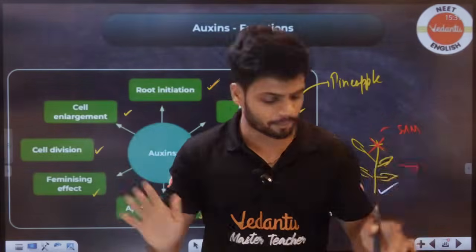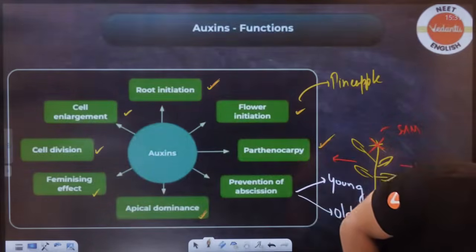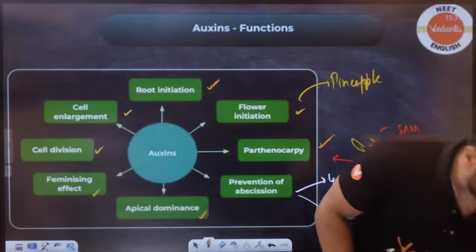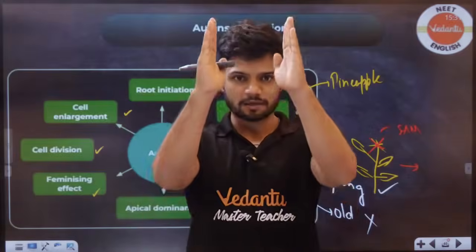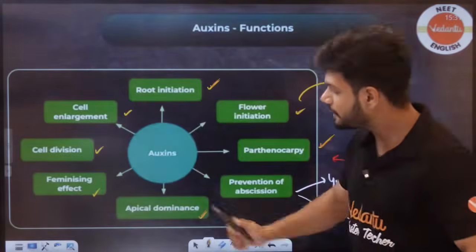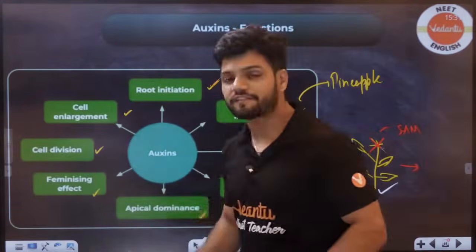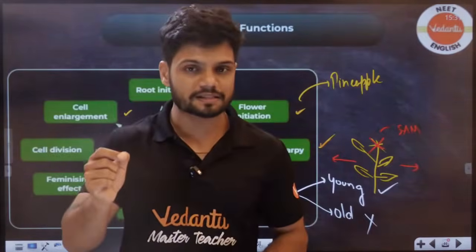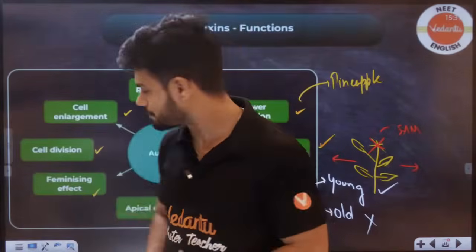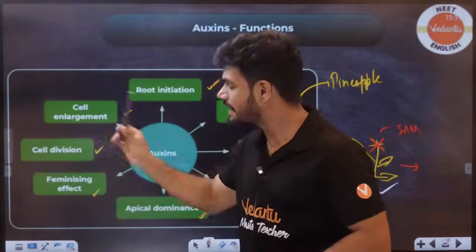Apical dominance means plants will not grow on the sides, plants will keep on growing straight. That is called apical dominance. What is the feminizing effect, students? Feminizing effect means more female flowers will develop here. Okay, then there is cell division and cell enlargement.